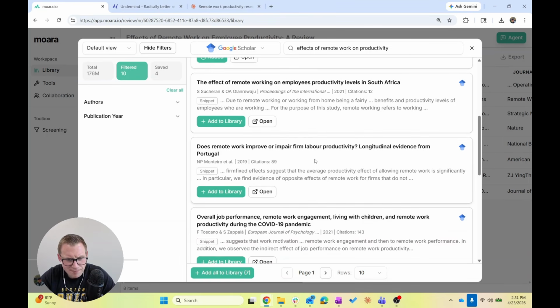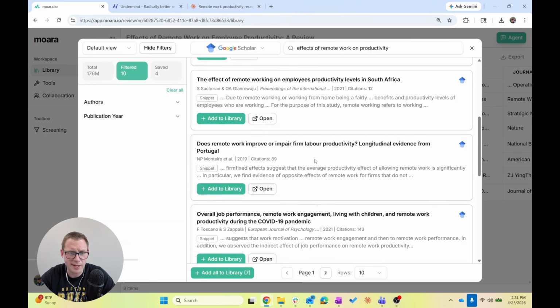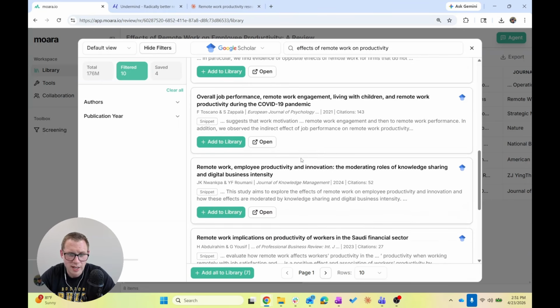Does remote work improve or impair firm labor productivity? Longitudinal evidence. Overall job performance, remote. So some of this is going to be comparing, right? I might go back and decide to add these if I realize the top 20 results aren't quite as awesome as I thought they would be, aren't as recent as I thought, that maybe we should go back to those.